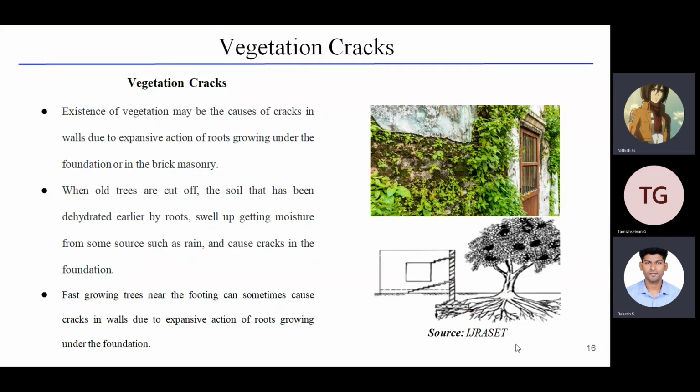They may be the root cause of the cracks involved due to the expansion action of roots that are growing under the foundation or in the brick masonry. So when old trees are cut off, the soil that has been dehydrated earlier by roots swells up. They get moisture from sources such as rains, and they cause cracks in the foundation as they grow. Fast-growing trees near the footing can sometimes cause cracks due to their expansion action growing under the foundation.